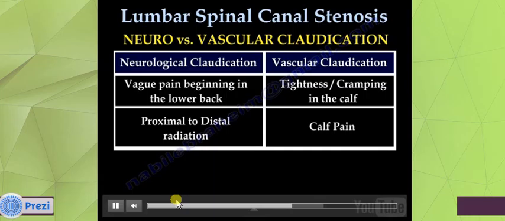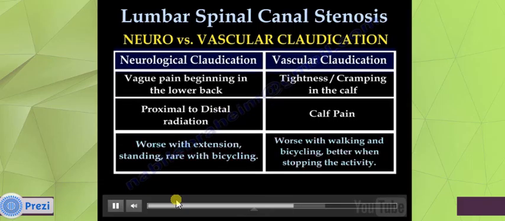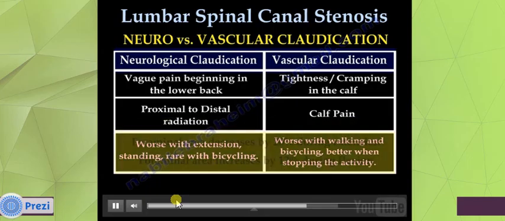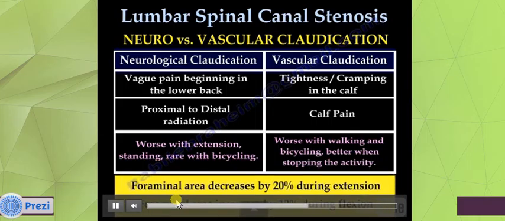The vascular, calf pain. The neurogenic is worse with extension of the spine, with standing, and very rare with bicycling. The vascular is worse with walking, bicycling, and much better when you stop walking. Why is that? Because when you do extension of the spine, it narrows the foramen by 20%. It reduces the space available for the foramen by 20%.